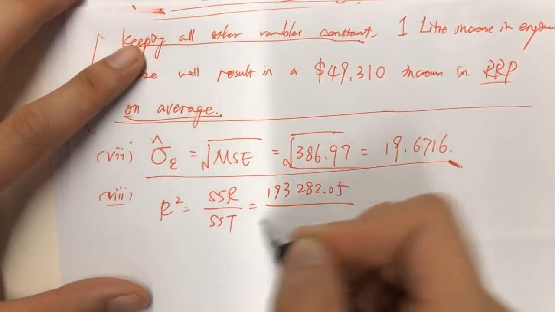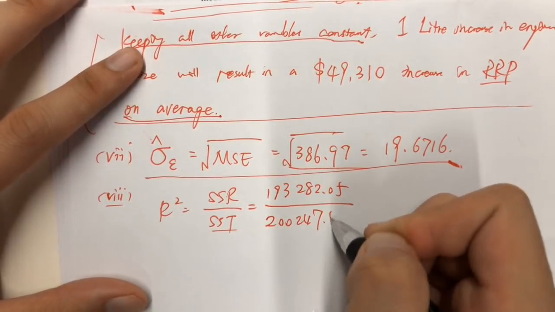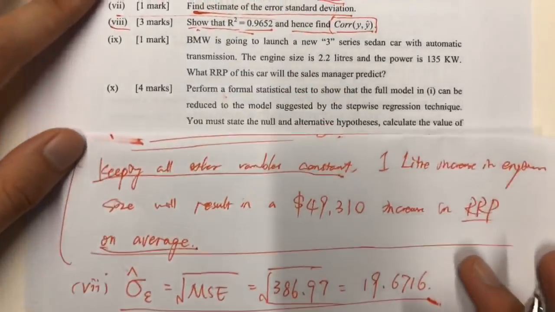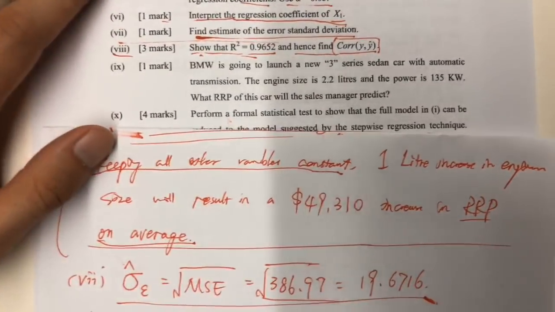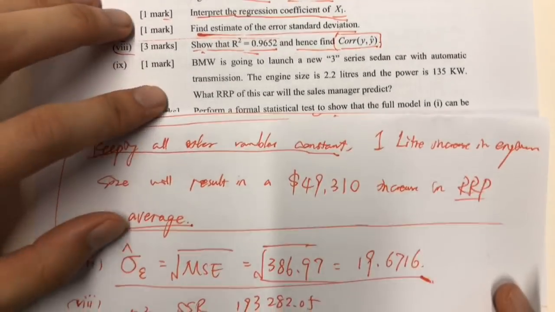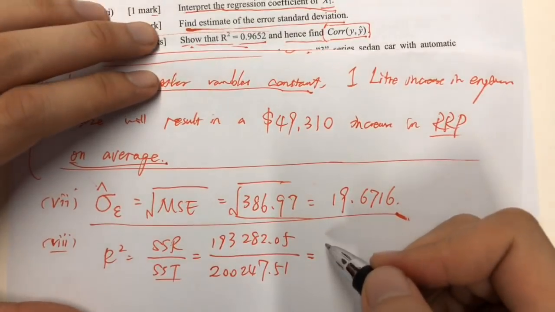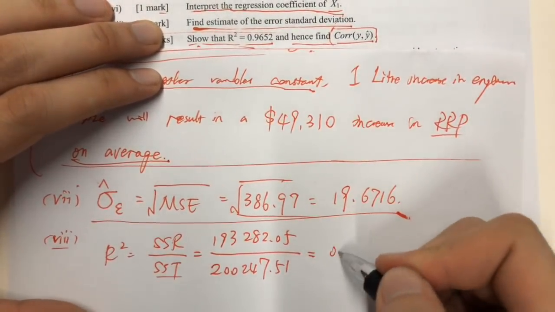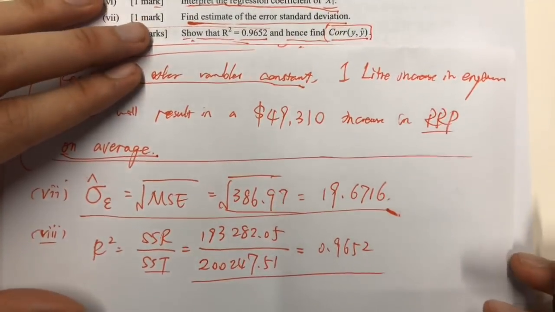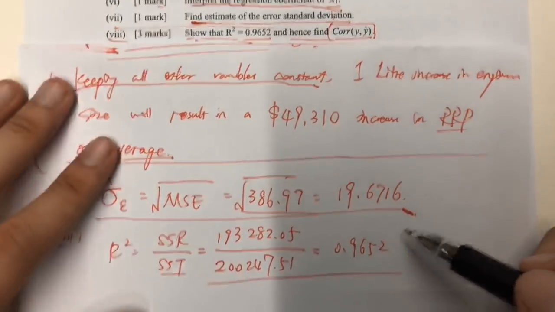193,282.05 divided by SST. So actually, without any calculation, you know that R squared must equal what you need to prove, right? 0.9652. You can just calculate it and check if you got the same result. So this is how you calculate R squared.